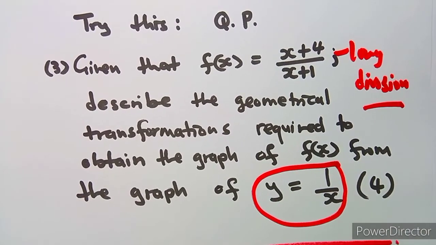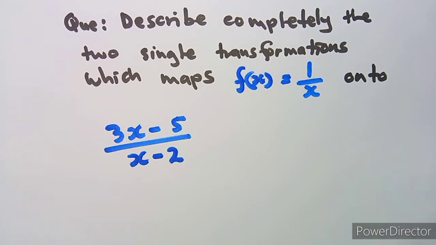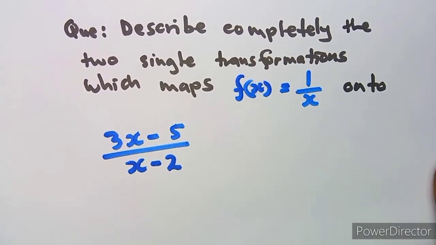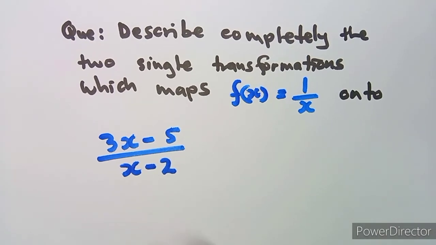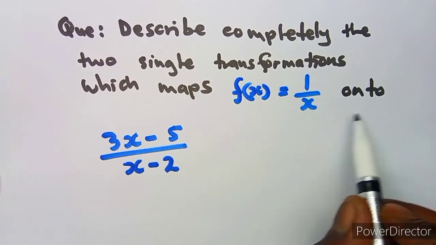Okay, so I want you guys to try this question, work on it, and see if we are going to win from this part. It's the same thing that we have got. Maybe let me just do this one, where we are asked to describe completely the two single transformations which map f of x, which is 1 over x, onto this.